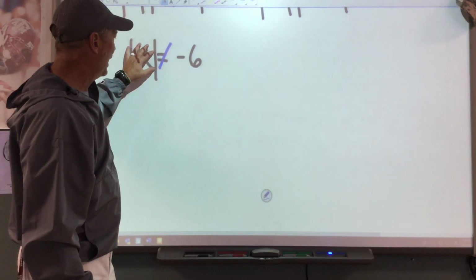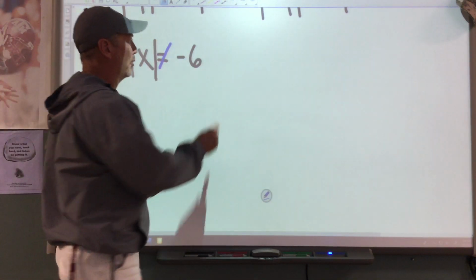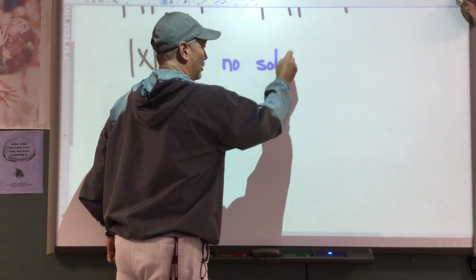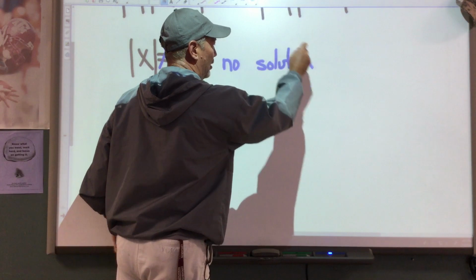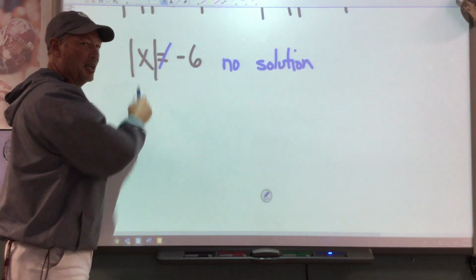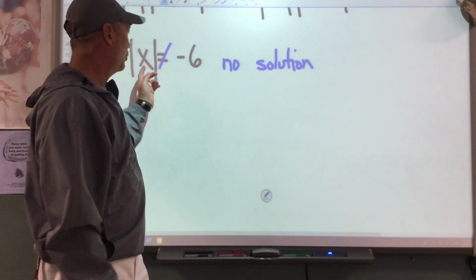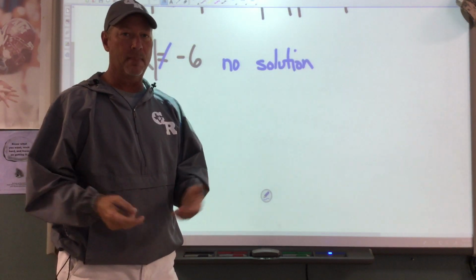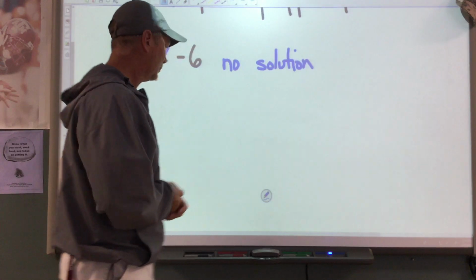If your absolute value equals a negative number, I need you to tell me that it is no solution. There's nothing I can put there that can equal a negative number. It will always be positive. Okay? But here's the thing.